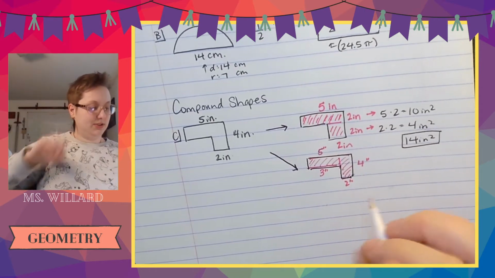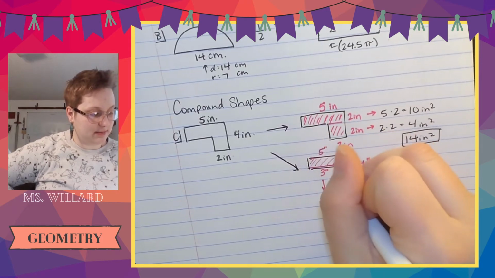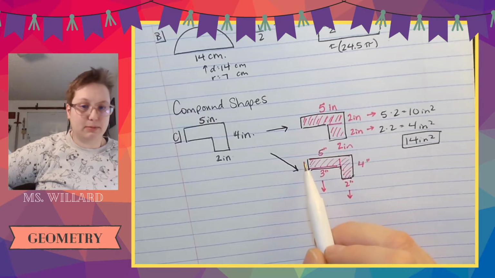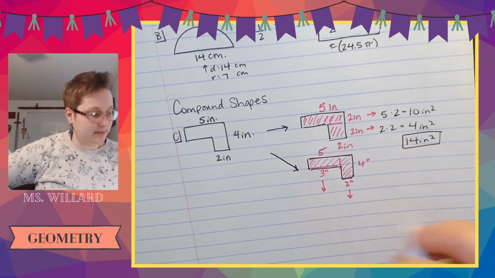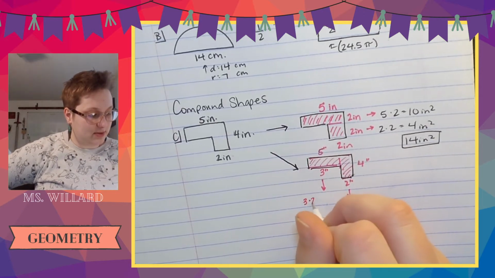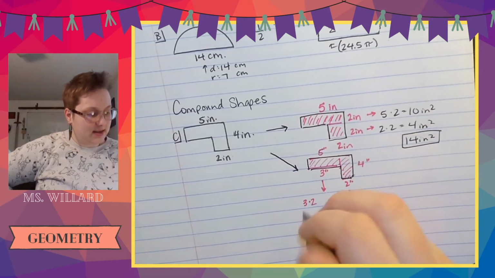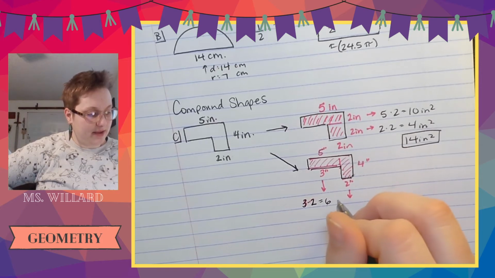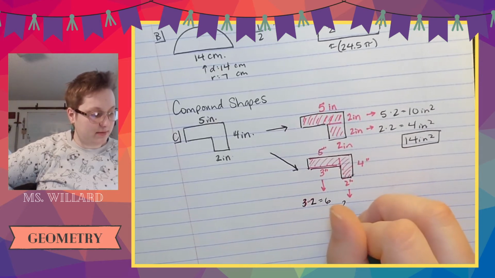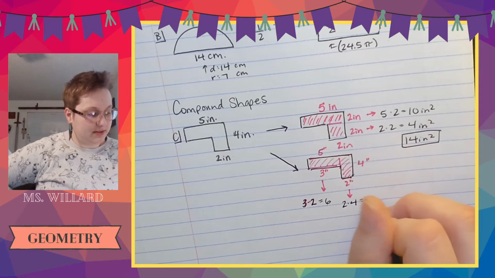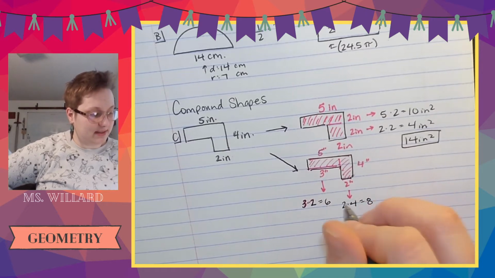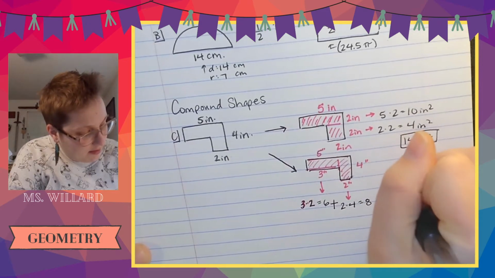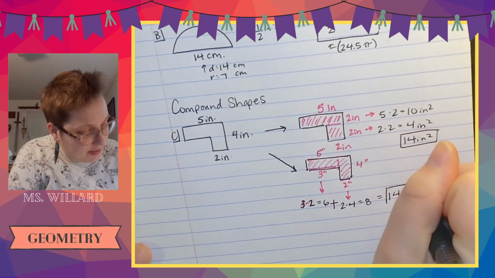So now I can do this box and this box. So this is not a 5 by 3. This would be a 3 by probably 2. We're not sure still, but we can assume. So this would be 3 times 2. Consistency, Miss Willard. And then this one would be a 2 by 4, which is 8. And so I can add up 8 plus 6, which is 14. So again, I get the same answer. It doesn't matter how I think about it.